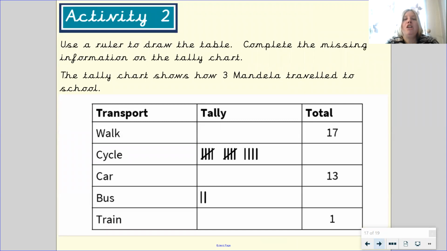Activity 2: use a ruler to draw the table. Complete the missing information on the tally chart. The tally chart shows how 3 Mandela travelled to school. But this isn't now, this is when we were travelling to school. So you need to complete the tally chart. In the middle column, you need to draw the tallies to represent the total. And for these ones, you need to find the total for me. Remember to give your tally chart a heading.